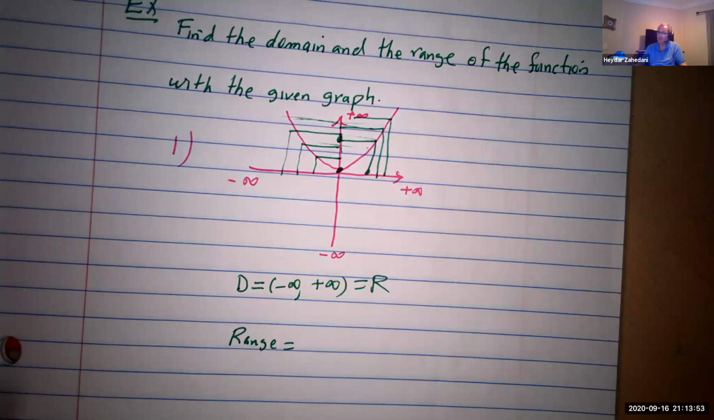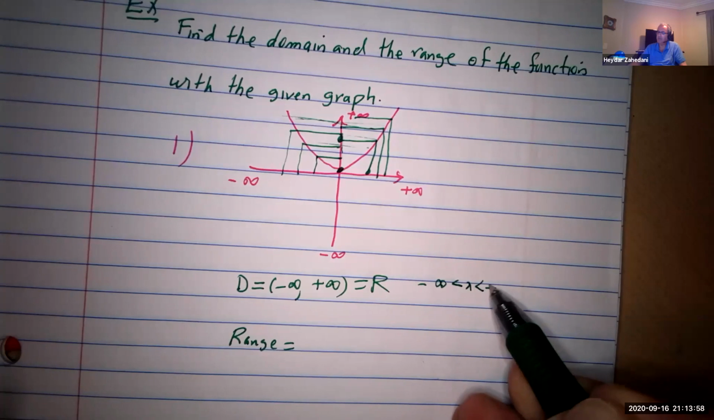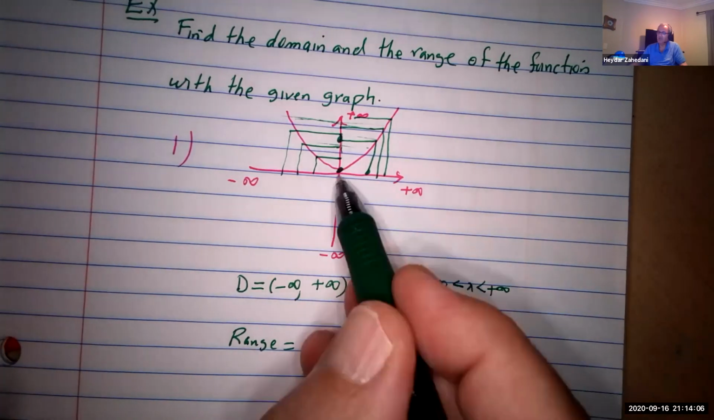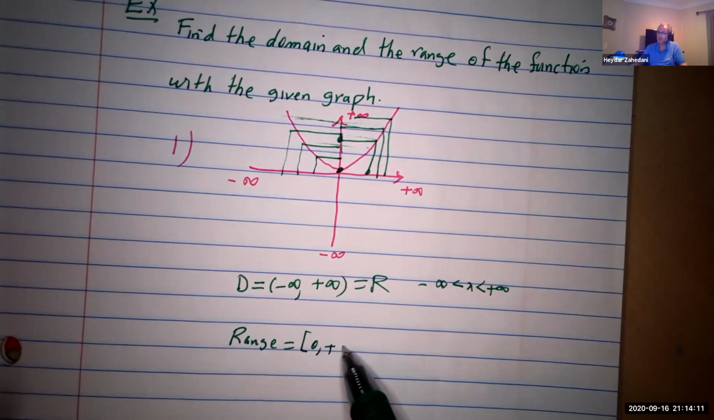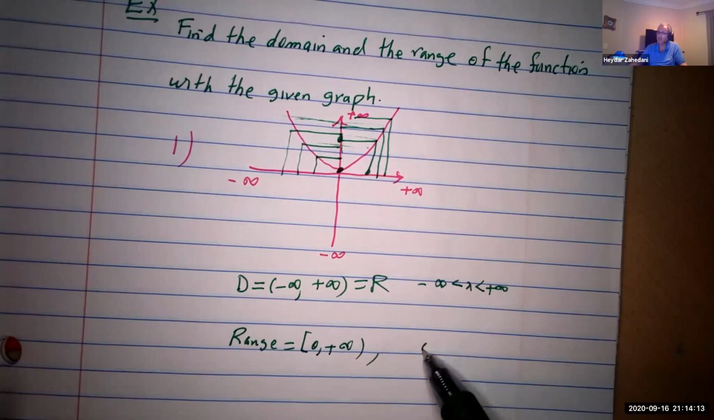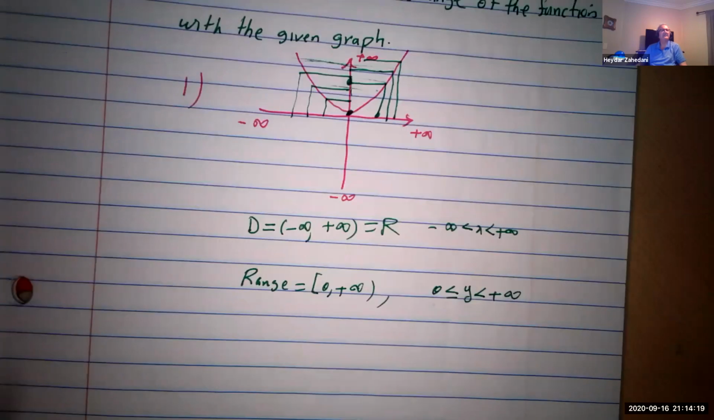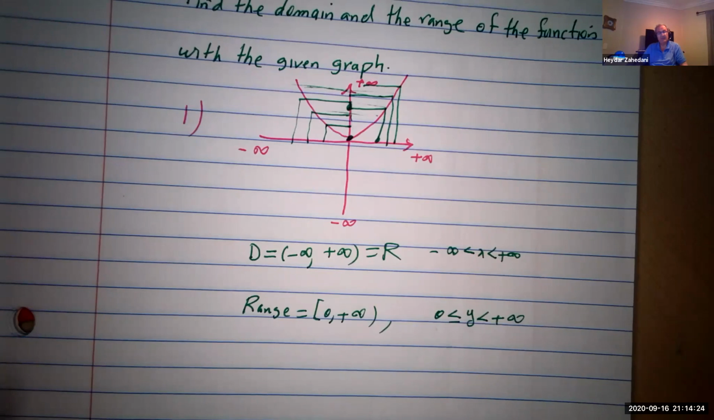So this tells you that x is between negative infinity and positive infinity. Over here for the range, you realize that the range is going to be between 0 and positive infinity. So the range is going to be 0 to positive infinity. Why? Because your y is between 0 and positive infinity. Going to the right, to the left, this is the domain. Going up and down, this is the range. And we can have all this because of that vertical line test.